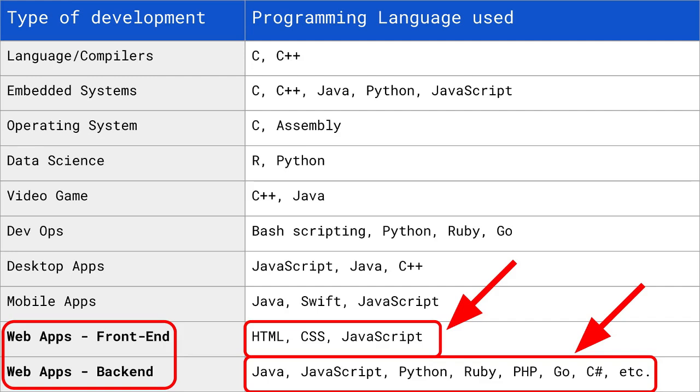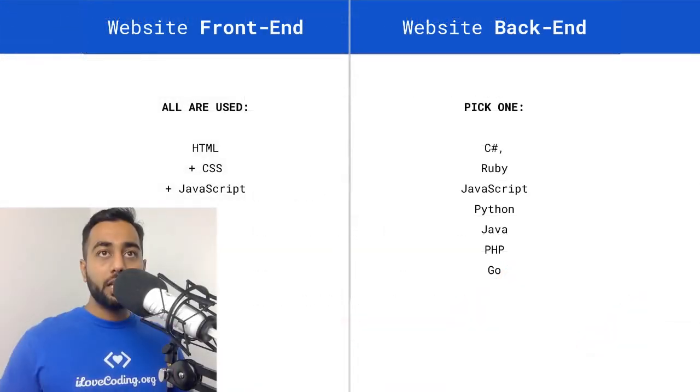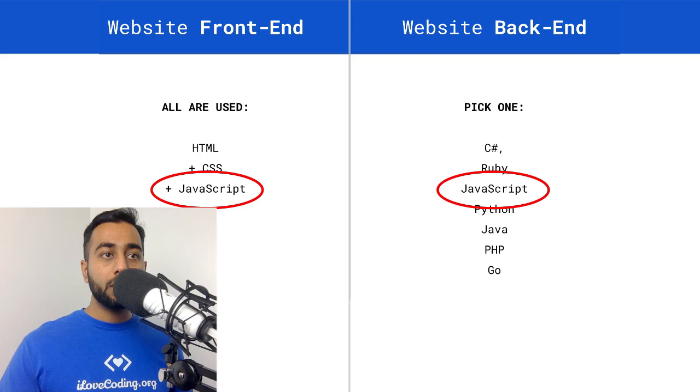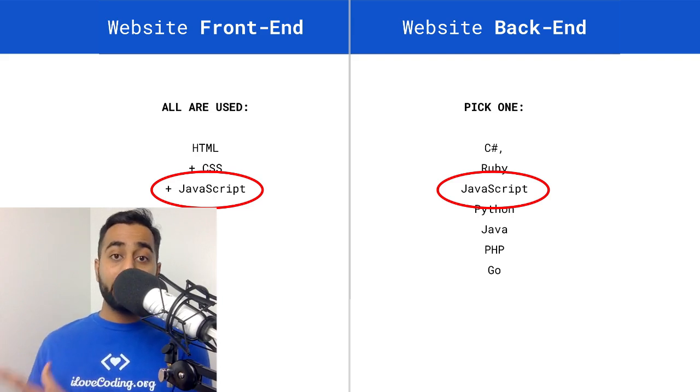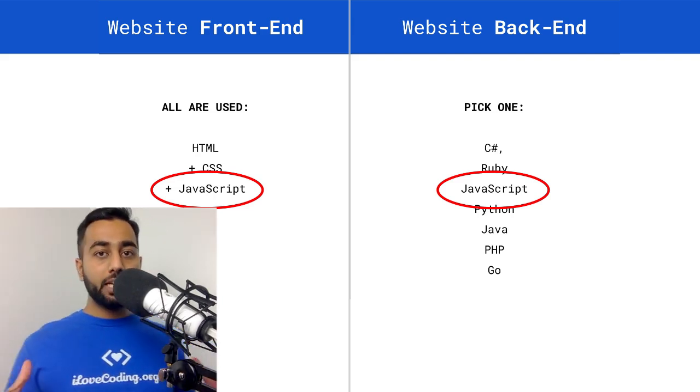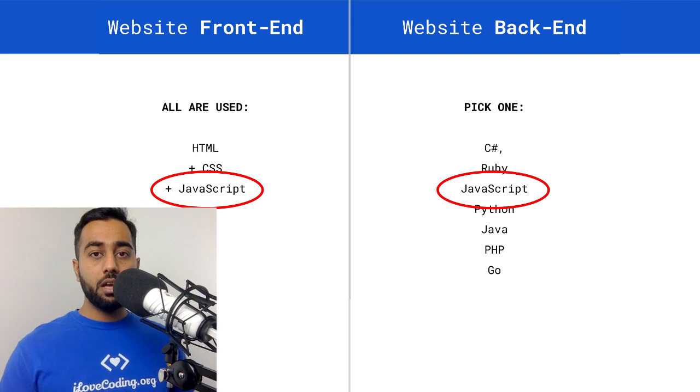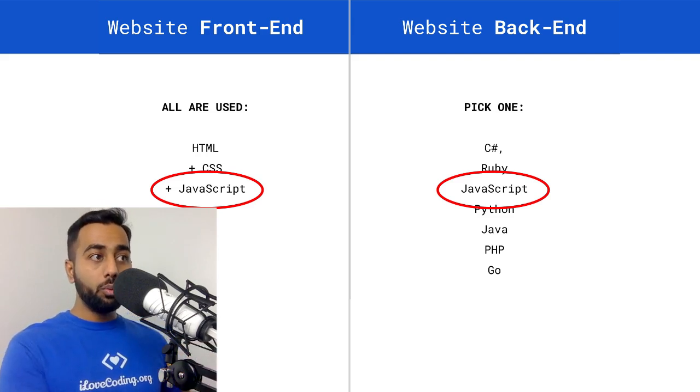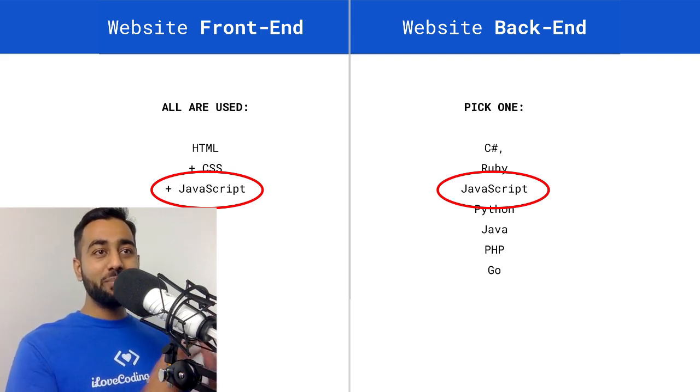One thing you will notice, I've created another chart, is that a website application consists of 2 parts, right? So let's say it's a front-end application and a back-end application. And you will notice that JavaScript is the only programming language that can be used in the front end and actually in the back end as well. So a front-end application, which is the user interface, will always be using HTML, CSS, and JavaScript.